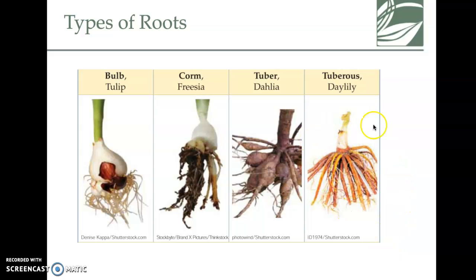This is showing you different types of roots. So like we're talking about, this is a tulip bulb. Those come up early in the spring, planted in the fall typically. This is a dahlia root. This is freesia, which is called a corm. Tubers, they're like potatoes. They kind of remind me more of ginger if you buy fresh ginger in the store. And then this is a tuberous daylily.